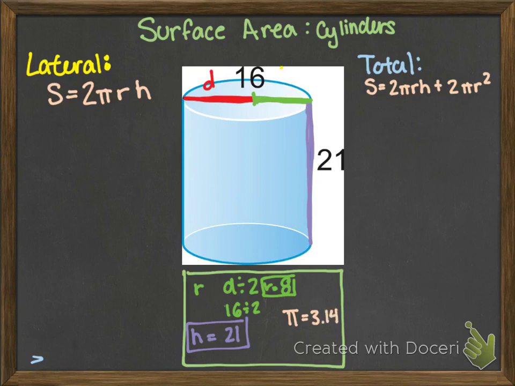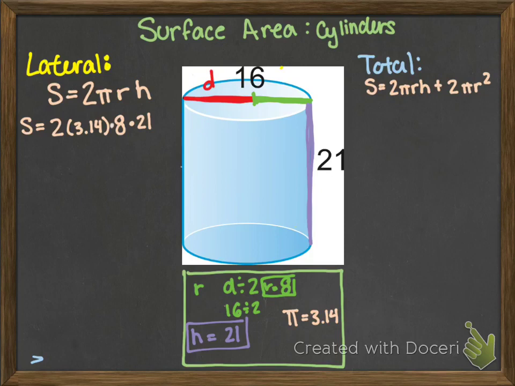Now that we have identified all of our pieces, we can go ahead and start plugging in or substituting our values in to solve. So S equals 2 pi, we're going to replace with 3.14 times radius, which we discovered is 8, times the height, which is 21. Remember, you need to make sure you're using your radius, not your diameter, and do not flip your radius and your height measurements. So you could do this going from left to right. So 2 times 3.14 times 8 times 21.